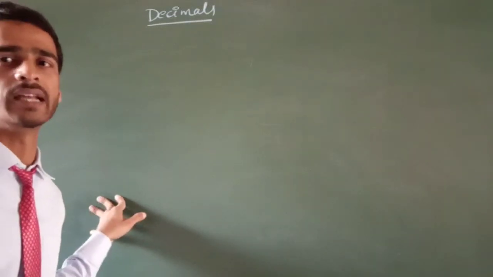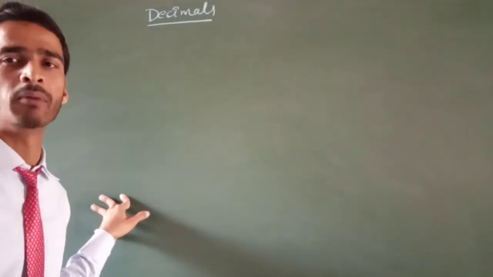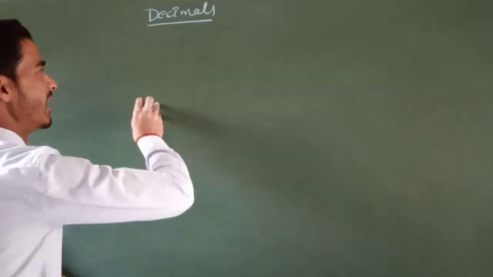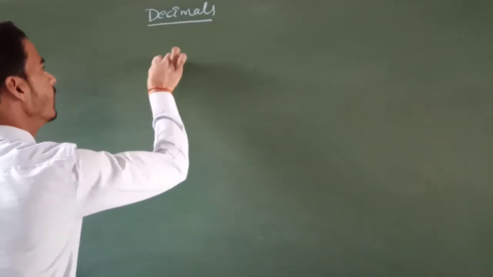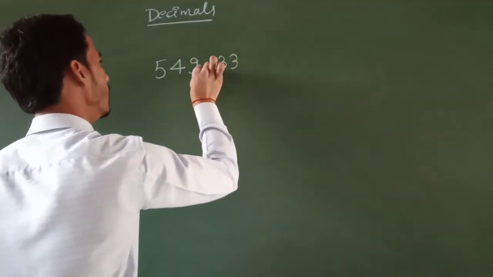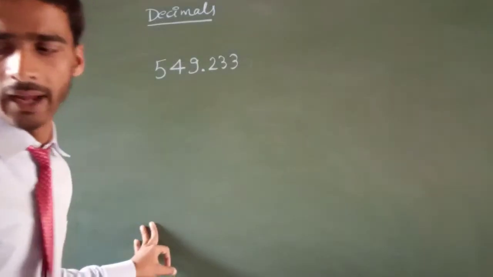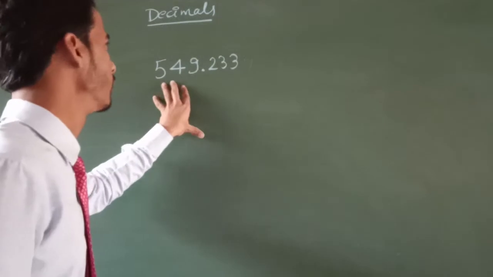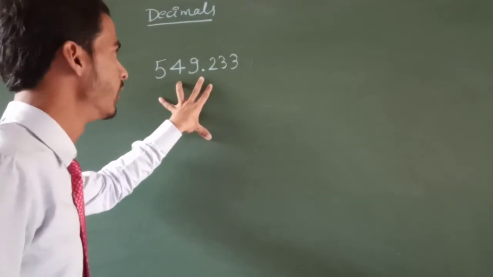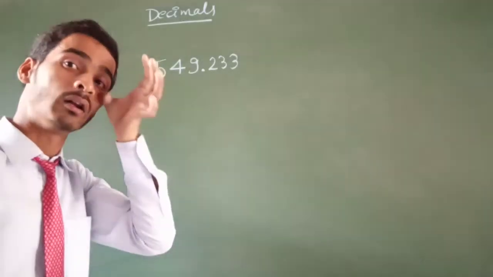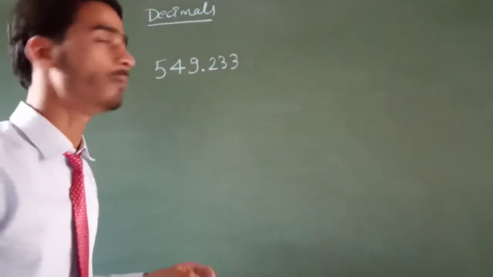So let's start. Firstly we have to know what a decimal number is and what the place value will be for it. Okay, now listen carefully everyone. Firstly, we have to know what decimal numbers are. There is a number 549.233. Firstly, we have to learn how we can find the place value of these digits.